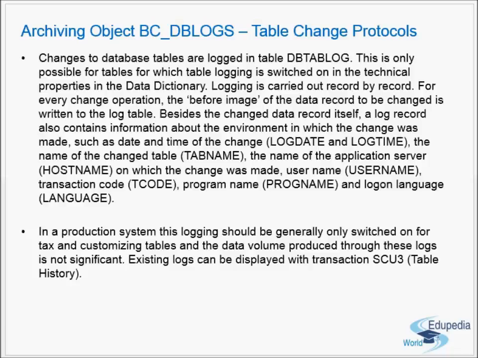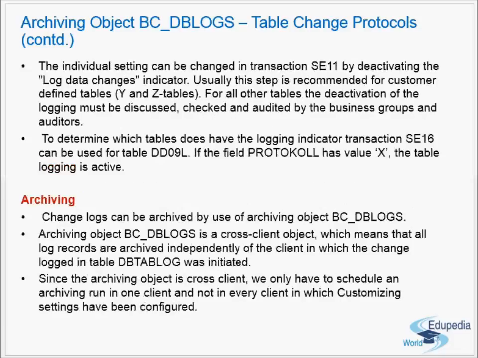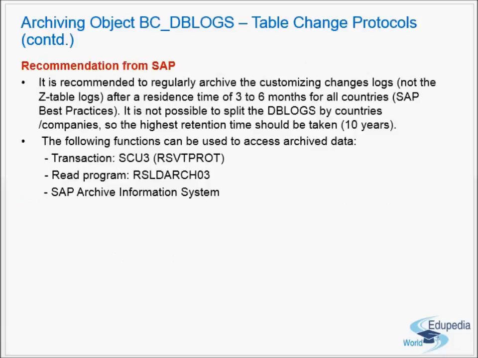In SCU3 you can check the logs, and you can activate logging via SE11 or SE13, and client-wide you can activate it via the rec/client parameter. And this DD09L table is to check which tables are selected for logging. This object is cross client, so we schedule only one archiving job, and for reading the archive data you use SCU3 or the read program, the SARA code, or the SAP archive information system.